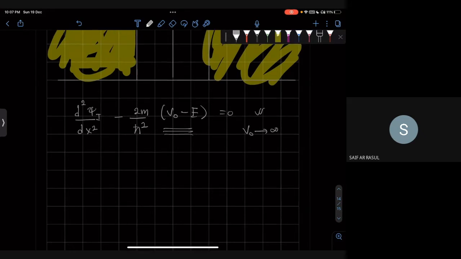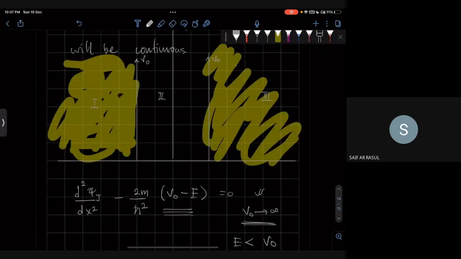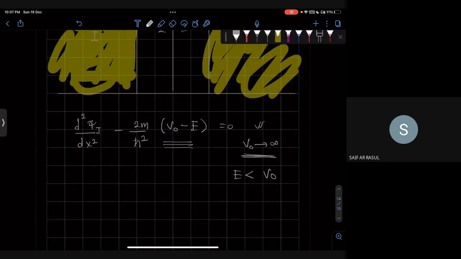So if I do this, we look at the energy of the particle to be less than V0, right? Because in the limit where the potential energy V0 goes to infinity, whatever the energy of the particle is, it won't be infinite. It'll always be less than V0. So we want to see that. So that means V0 is greater than E.